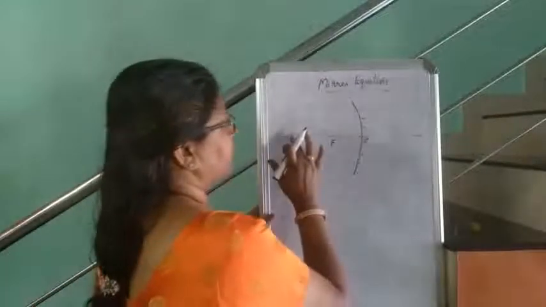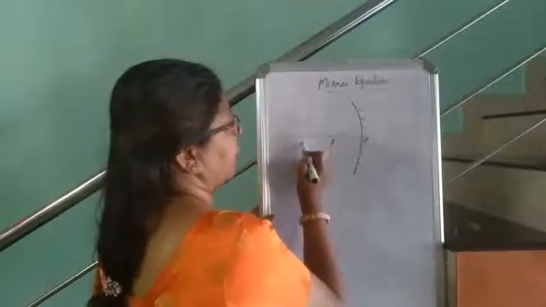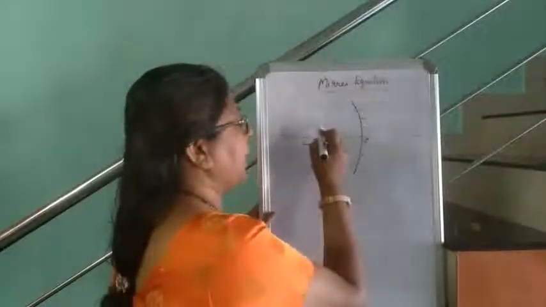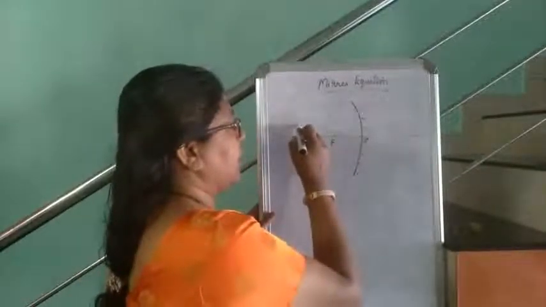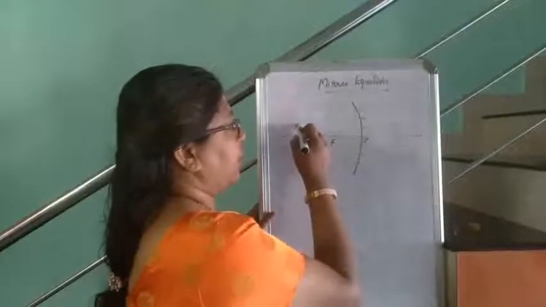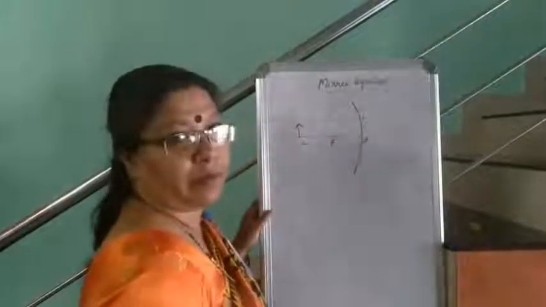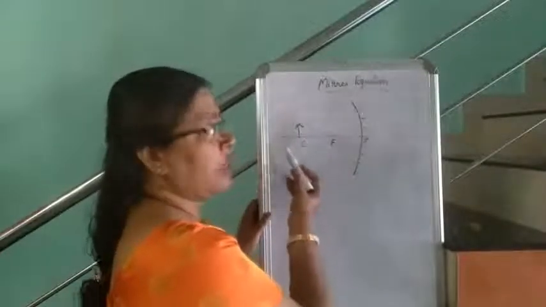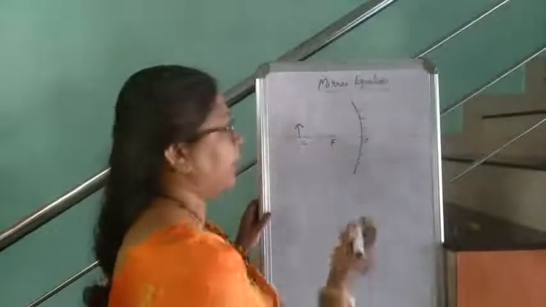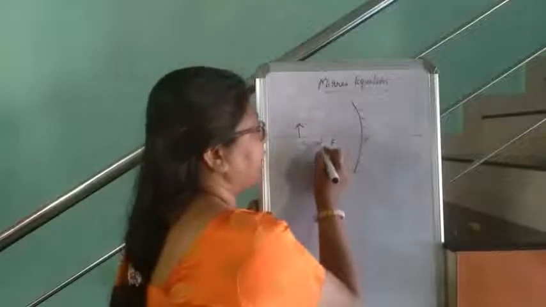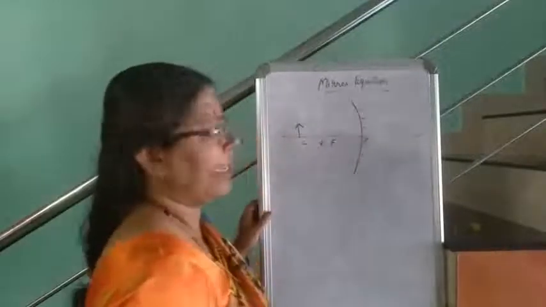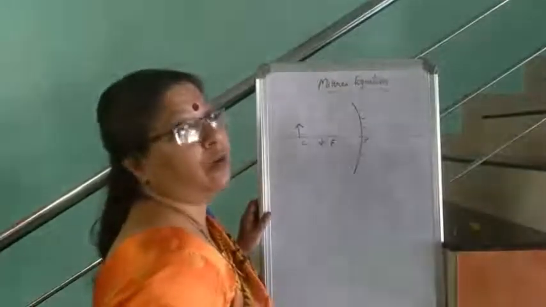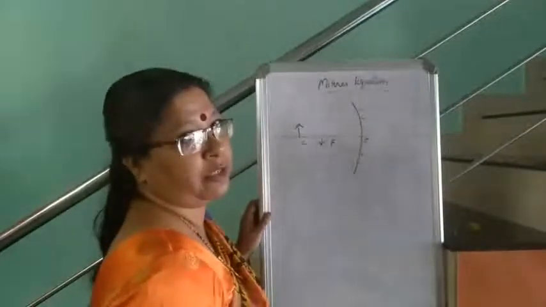This is the center of curvature here. Suppose an object is kept here. As you have studied, an object kept beyond C will have its image obtained between C and F. So let the image be obtained here. Now you have to go on to the mirror equation.